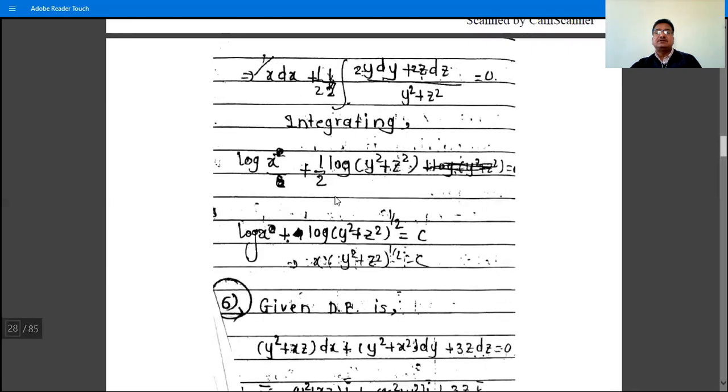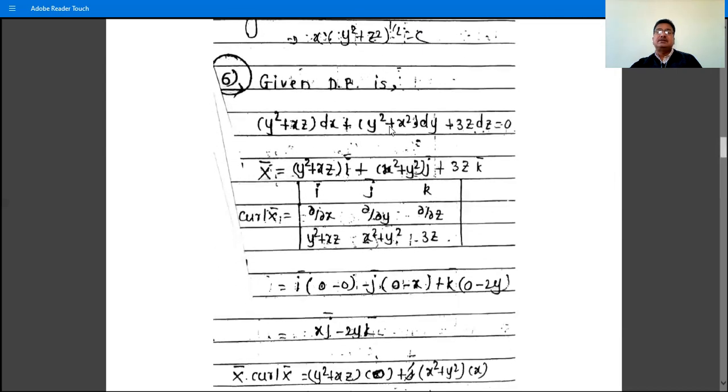log x plus log y square plus z square raised to half, by using the rule m log a is log a raised to m, and then log a plus log b is log a into b. So x into y square plus z square raised to half is equal to a new constant, suppose c1.